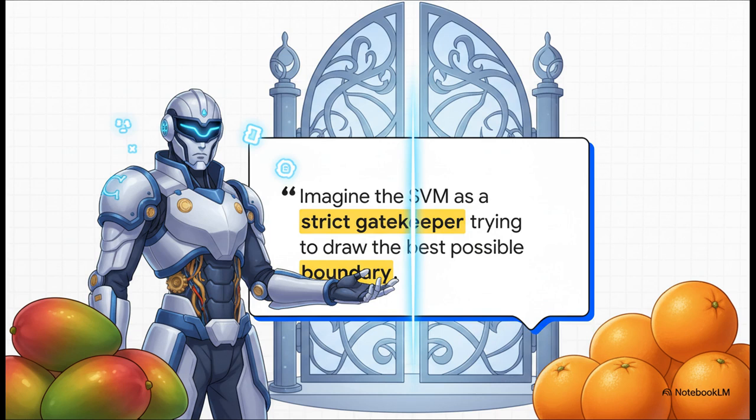Yeah, just think of the SVM as a super strict gatekeeper. Its one and only job is to stand at the border and make sure mangoes stay on the mango side and oranges stay on the orange side. The parameters we're about to talk about, cost and gamma, are basically the rulebook we hand to this gatekeeper. They tell it exactly how to do its job.